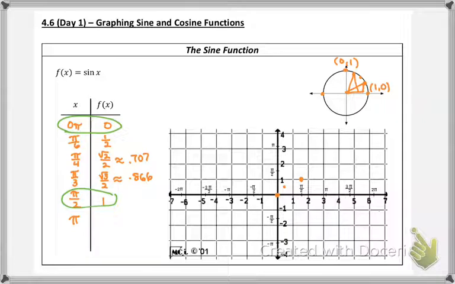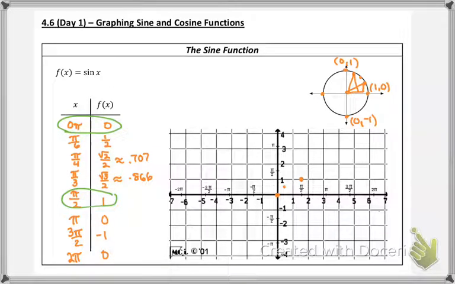And the y coordinate is 0. The sine of pi is 0. And then this point right here, how about 3 pi over 2? So the sine of 3 pi over 2, y coordinate of this point down here is going to be -1. Okay, and then finally 2 pi. The sine of 2 pi is back to 0.